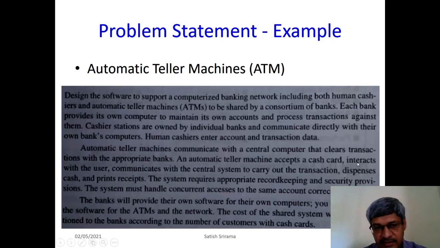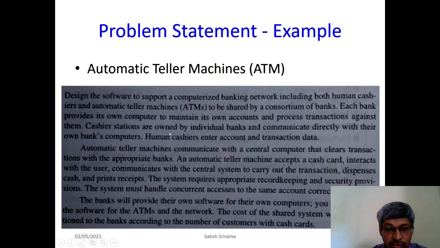Design the software to support a computerized banking network, including both human cashiers and ATMs, to be shared by a consortium of banks. That means this application, whatever you are developing for the ATM, is to be shared by the consortium of banks. So you already know the stakeholders who will be using it: the human cashiers and also the actual users. But it will be owned by the consortium of banks, so there will be stakeholders who can pay for that particular system.